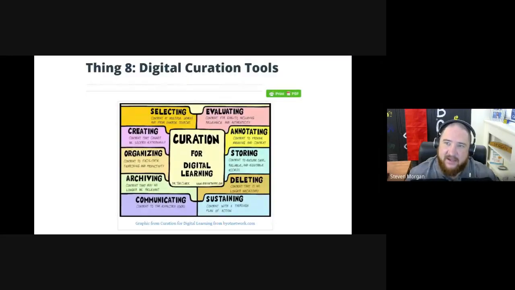The first thing is the digital curation tools. There are quite a few of them, but there are different categories of them. So you can take a look at selecting all of them, evaluating some of these things we've already kind of talked about today.